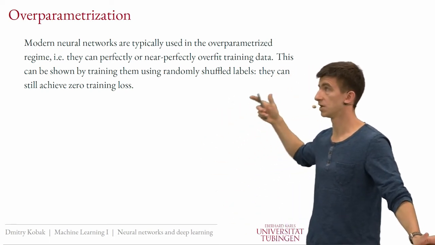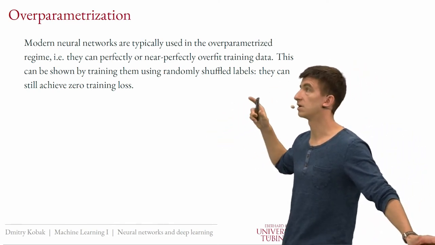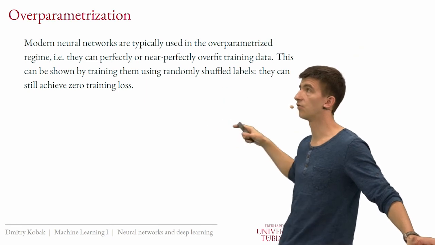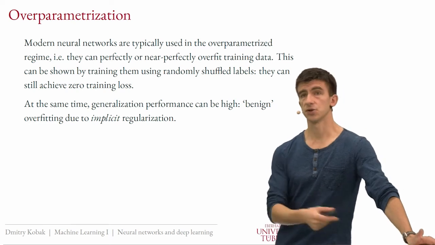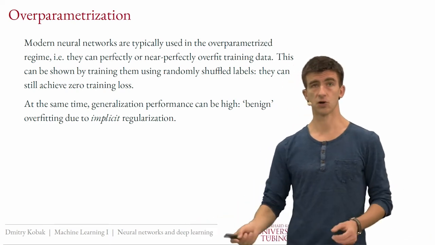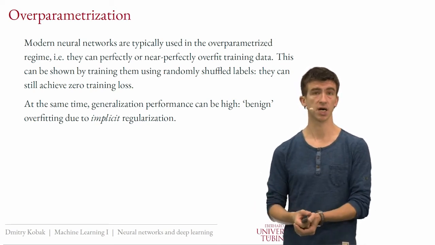And neural networks, probably not all of them, probably not for all data, but very often they are in this over-parameterized regime in practice. At the same time, you train them, your loss goes close to zero on the training set, but your generalization performance is still high. It still performs pretty well.